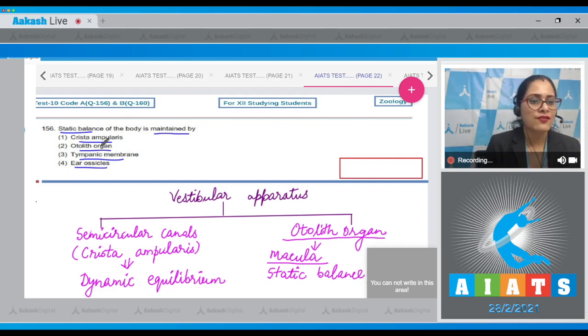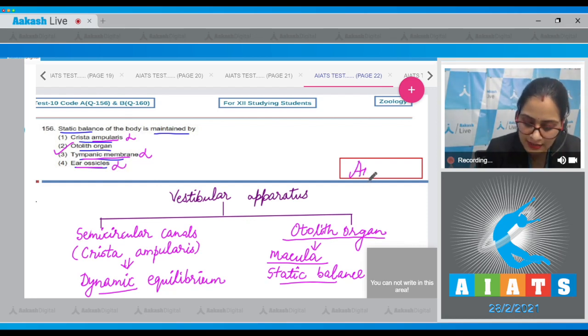So in the options, the very first option is crista ampullaris. This is incorrect as it maintains dynamic equilibrium. Second is otolith organ, and this is a correct answer to our question because otolith organ maintains static balance of the body. Third option is tympanic membrane, and this is an incorrect option, whereas ear ossicles have no role to play in maintaining the static balance of the body. So this is also an incorrect option. And the correct answer to this question is option number 2.